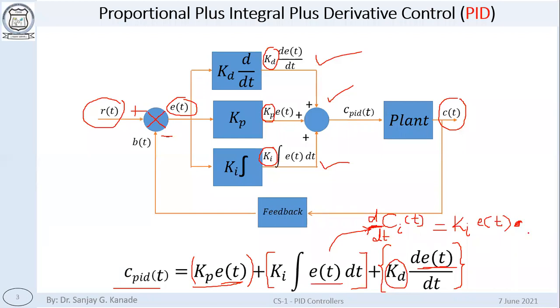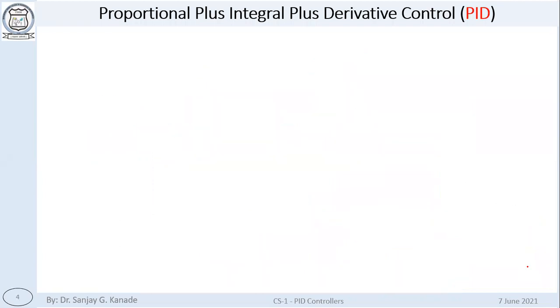Is this correct? Yes, it is the same thing. We have Ki integral E(t) dt. If we differentiate this section, the integral output, we just get Ki into E(t). So in some books you can find this terminology also: the rate of change of output is proportional to the error. This is nothing but the integral controller. And in the derivative control, the output is proportional to the rate of change of error.